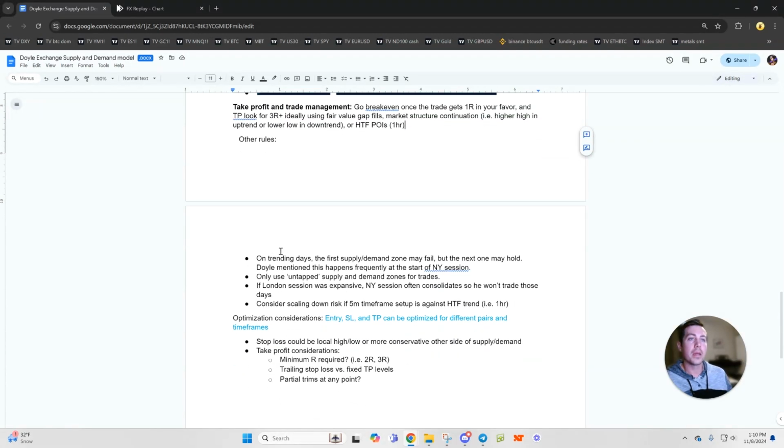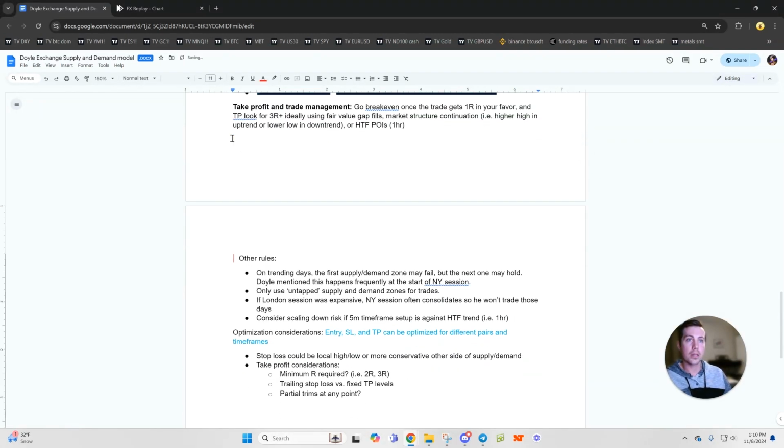Some other rules that he had mentioned, let's make this go to the next page. On trending days, he did mention that the first supply and demand zone might fail, but the next one could hold. So that to me means he might take 2 attempts to catch a trade per day, but generally he's really only taking 1 trade. If you get a win, you're done for the day.